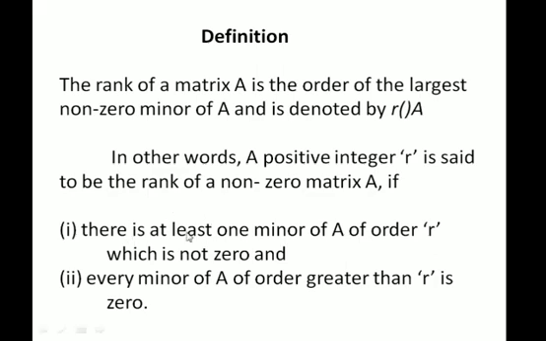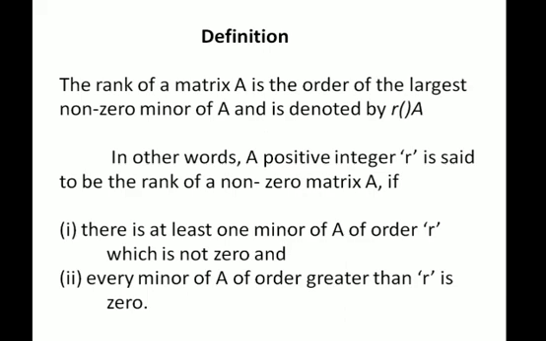Definition. The rank of a matrix A is the order of the largest non-zero minor of A and is denoted by R of A. In other words, a positive integer R is said to be the rank of a non-zero matrix A.